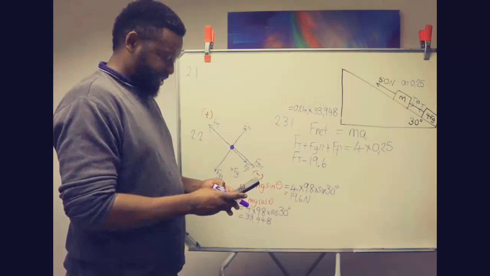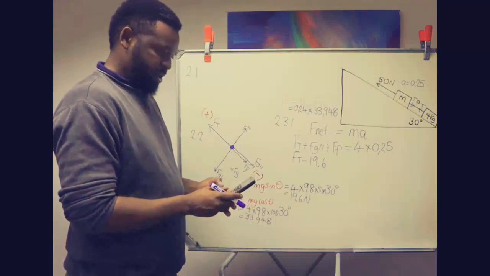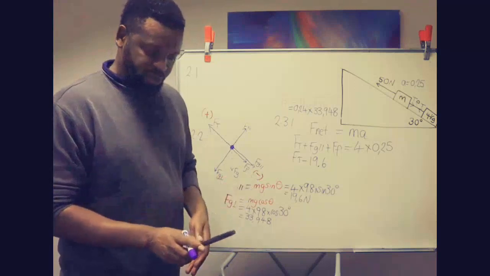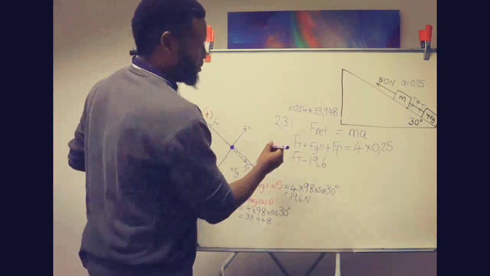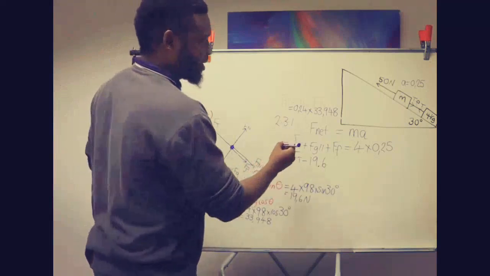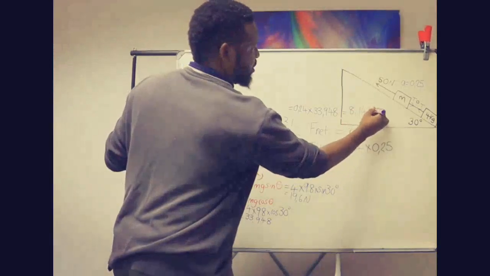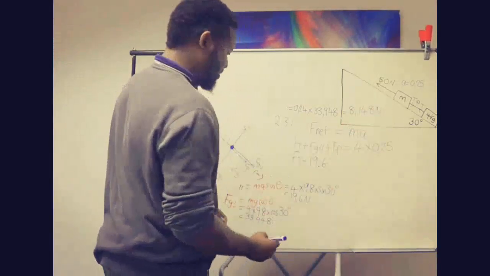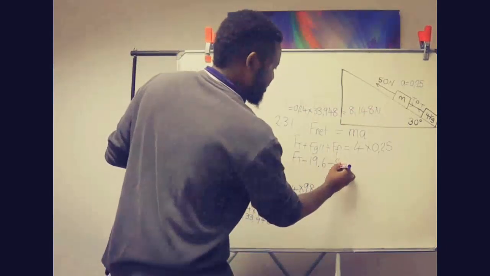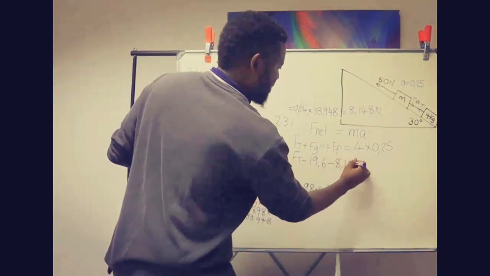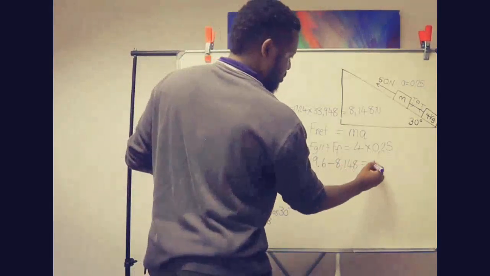0.24 times 33.948, 8.148. Okay? So where am I going with this? This is 8.148 newtons. Again, make it a negative. Negative 8.148 is equal to 4 times a quarter is 1.